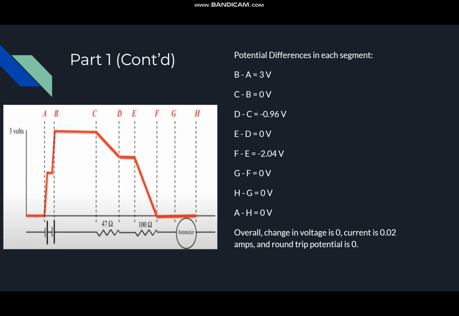So to continue from part 1, I finished out this little graph given, and B minus A would be a potential difference of 3 volts, C minus B being 0, D minus C equals negative 0.96, E minus D being 0, F minus E being negative 2.04, and G minus F, H minus G, and A minus H all being 0. Overall change in voltage is 0, current is 0.02 amps, and the round trip potential is 0.